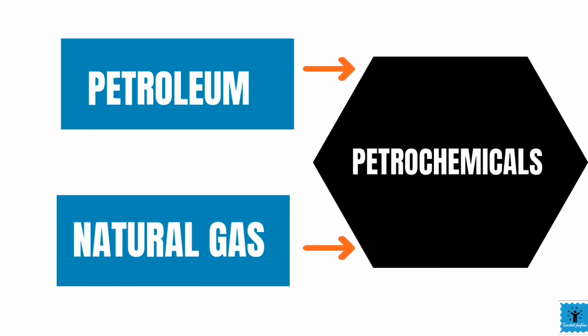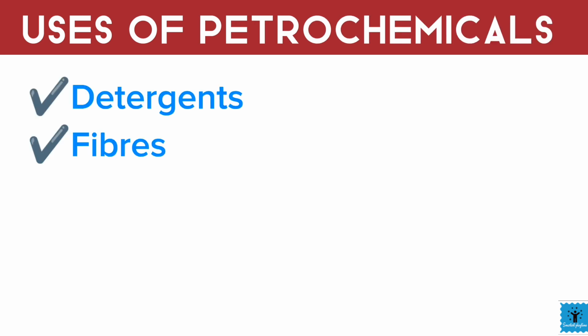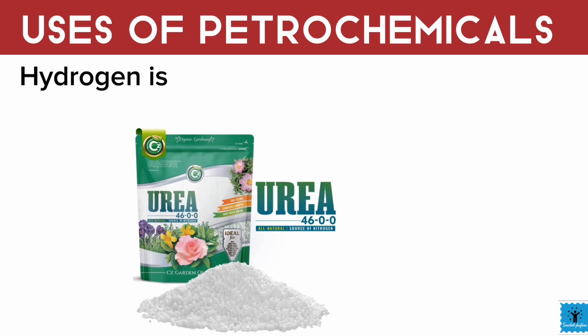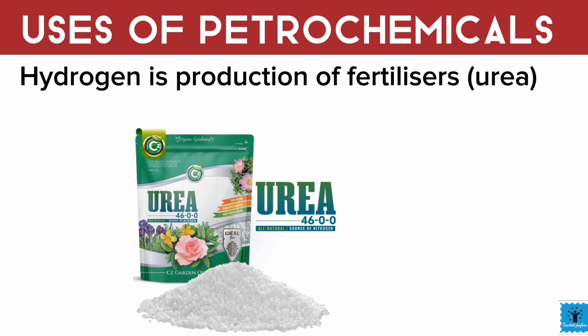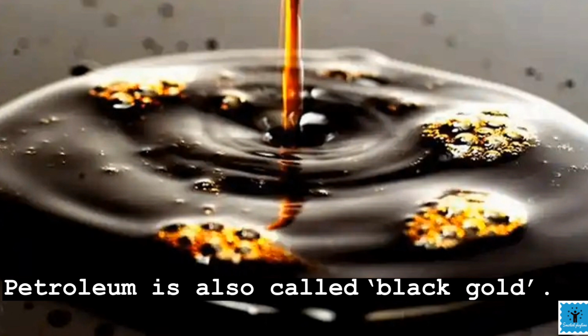These compounds are called petrochemicals. They are used in the manufacturing of products like detergents, fibers, polythene, and other man-made fibers. Fertilizers are also made from hydrogen gas, which is derived from natural gas. Petroleum is sometimes known as black gold due to its high commercial value.